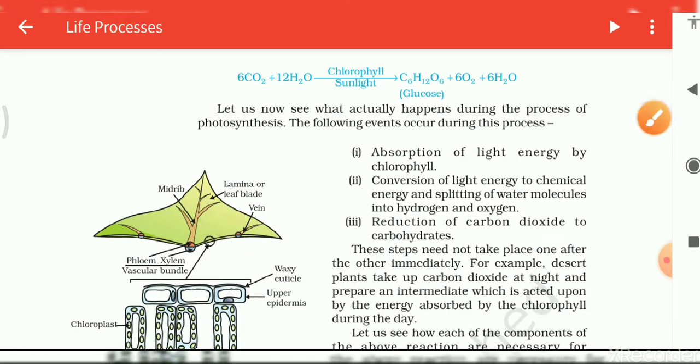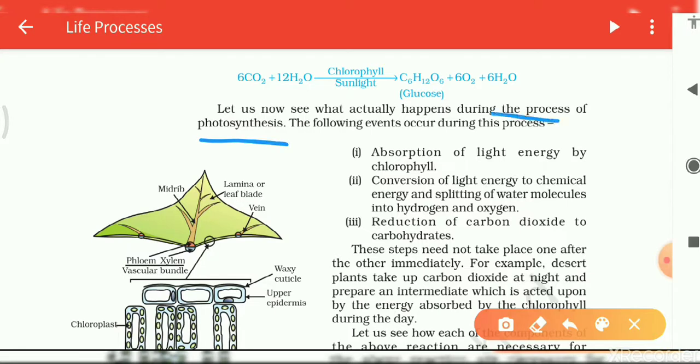See here, now this is also very important, that photosynthesis takes place in the following three steps. Okay, now see here, let us see what actually happens during the process. What happens during photosynthesis? There are three events that occur during this process. Then again a question will ask you to write down the three events which can occur during photosynthesis. Then the first one, students, see: absorption of light energy by chlorophyll.